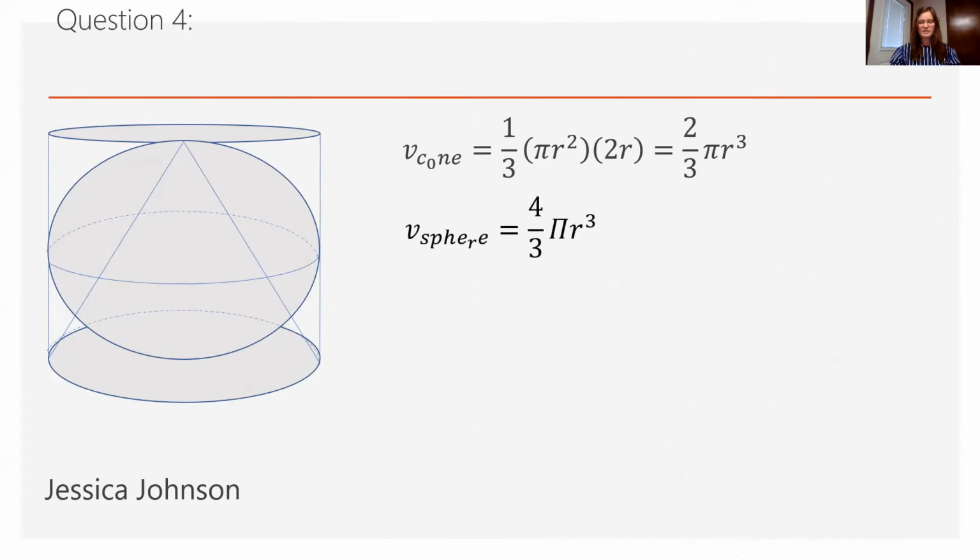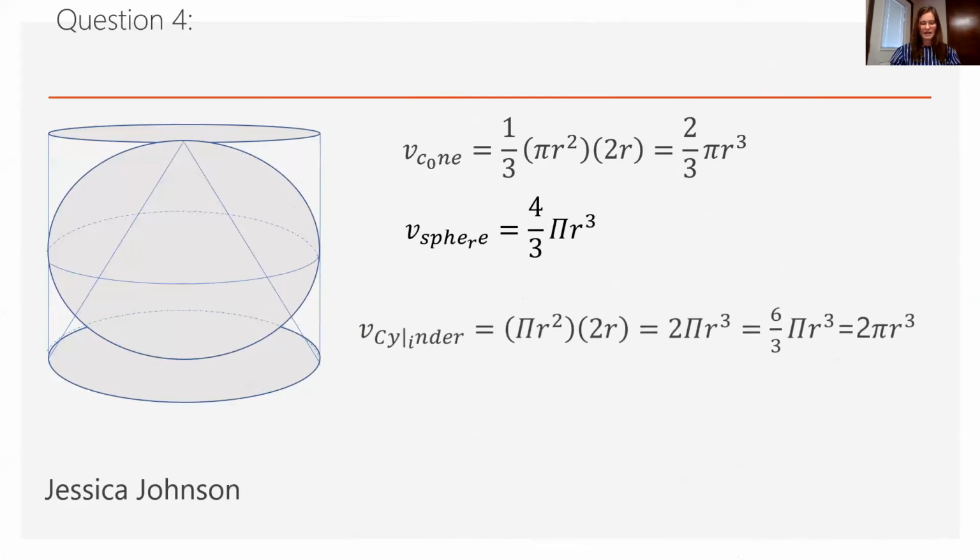To find the volume of the cylinder, use the formula pi radius squared times height. And our height of the cylinder is 2r. This condenses down to 2 pi radius cubed, which is 6/3 pi radius cubed. This gives us a ratio of 1 to 2 to 3.